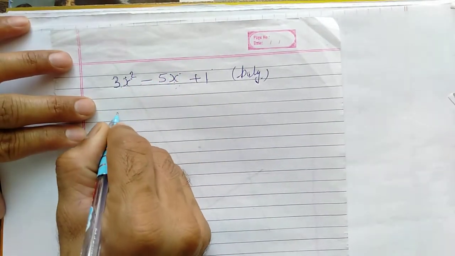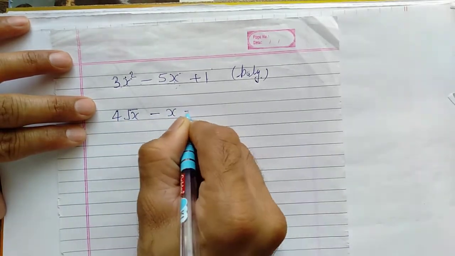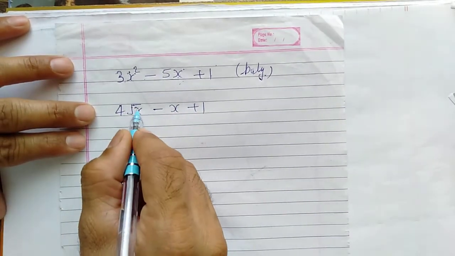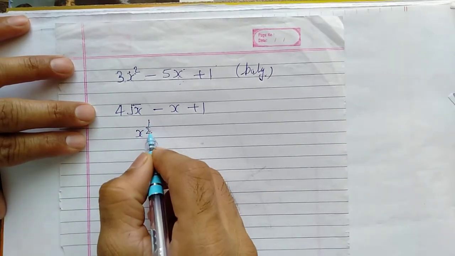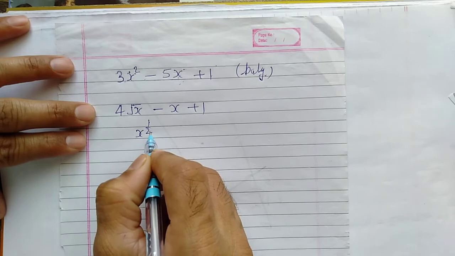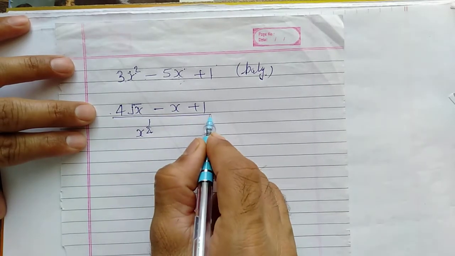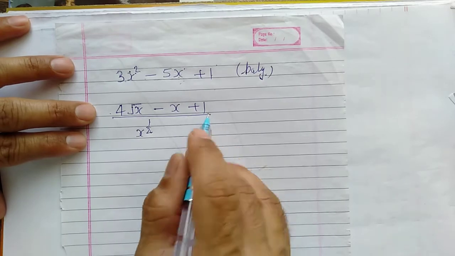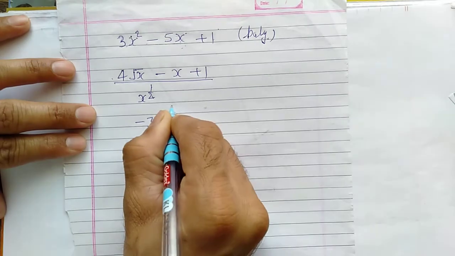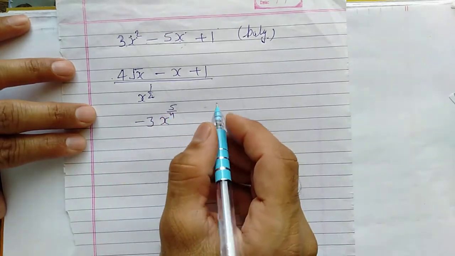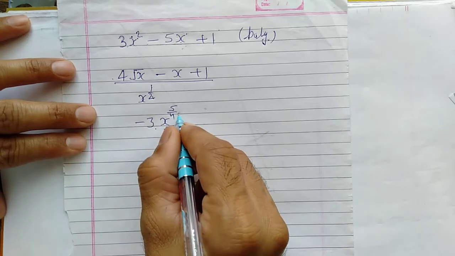Suppose I have written here 4 root x minus x plus 1. Now here root x means power 1 upon 2, and power 1 upon 2 is a rational number, this is a fraction. It means we will not count this expression as a polynomial. Suppose it is written minus 3x power 5 upon 4, this is not a polynomial because the power is not a whole number.